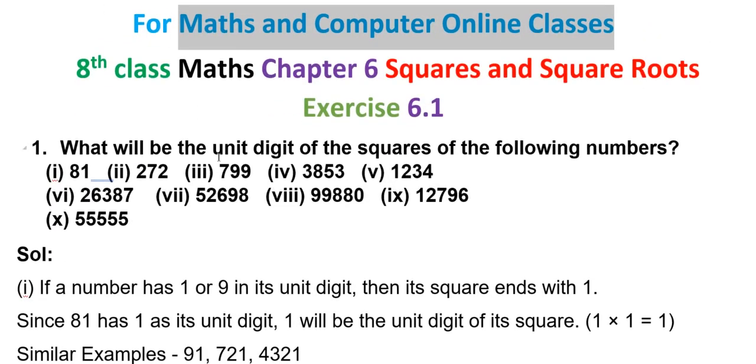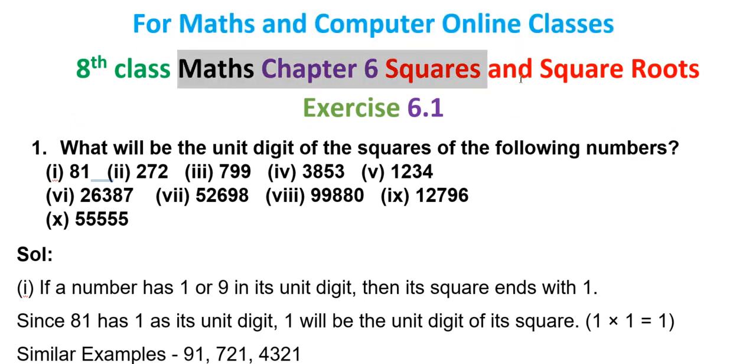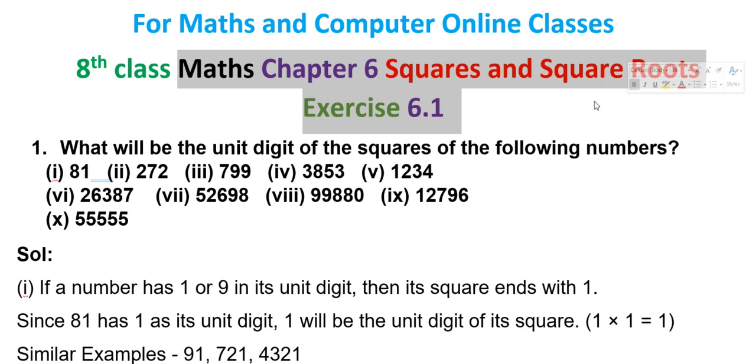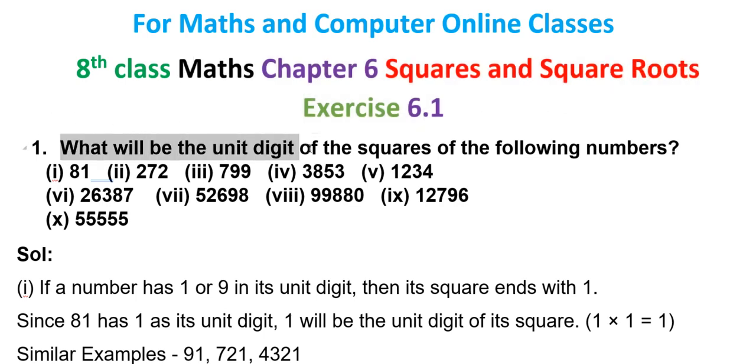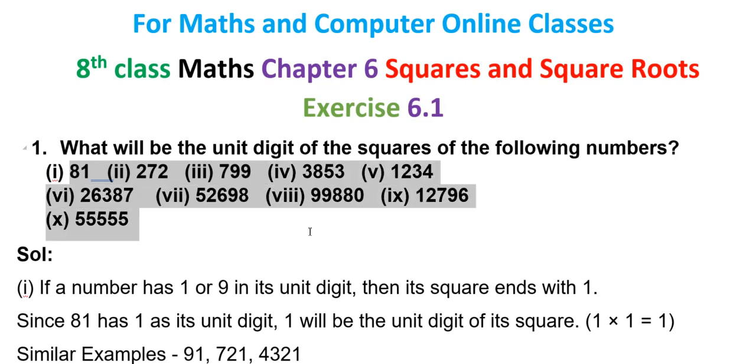Now coming to the class, 8th class, Maths chapter 6, Squares and Square Roots, exercise 6.1. First one: what will be the unit digit of the squares of the following numbers? 81, 272, like that, these are the numbers. Okay, solution.